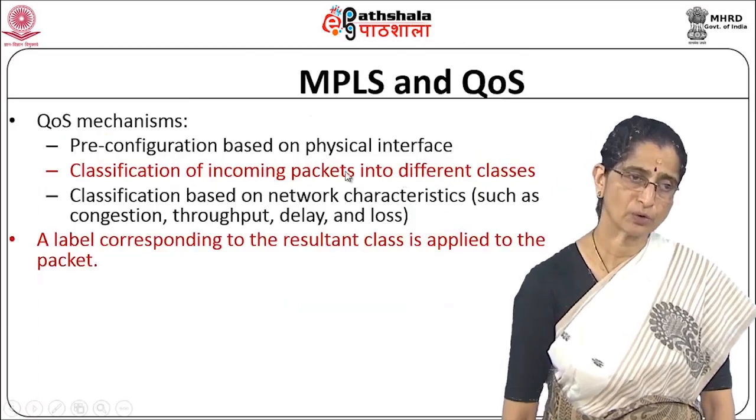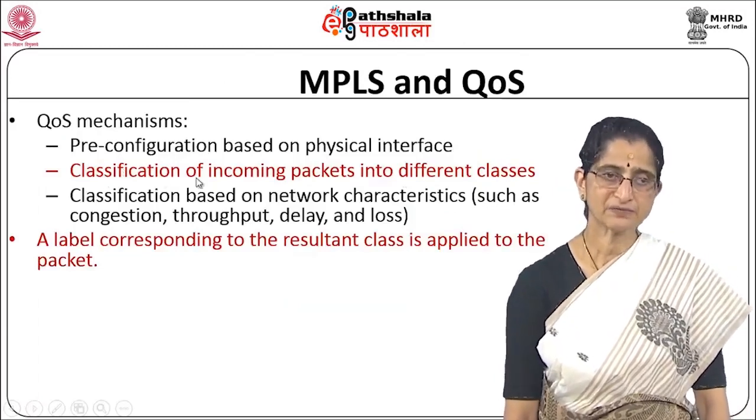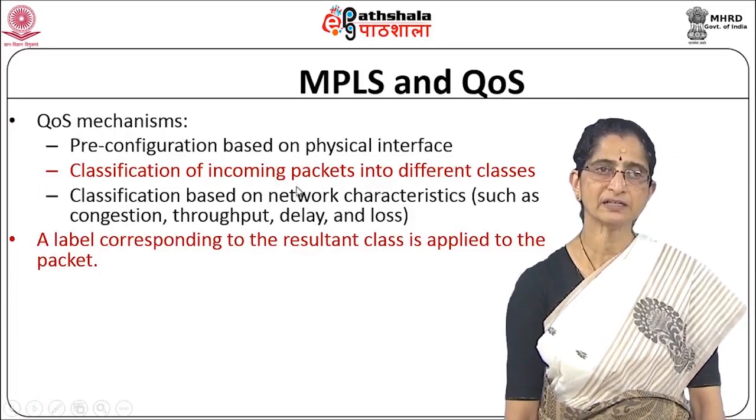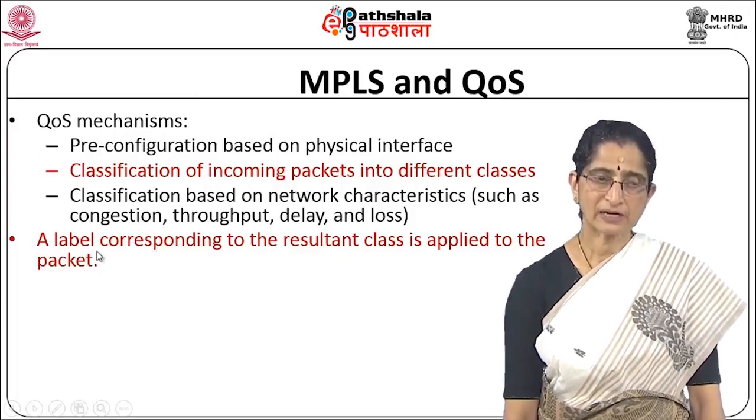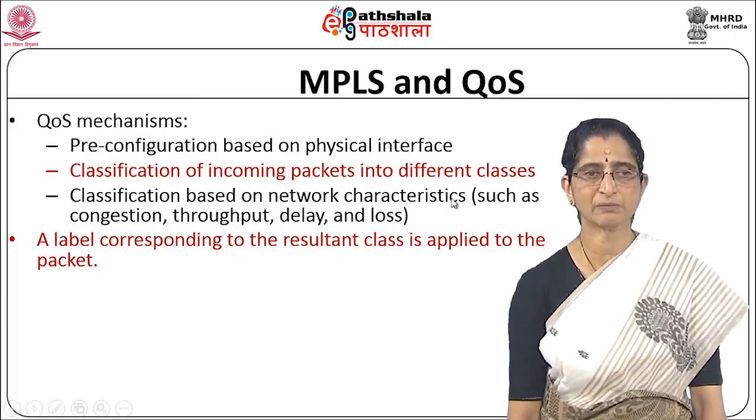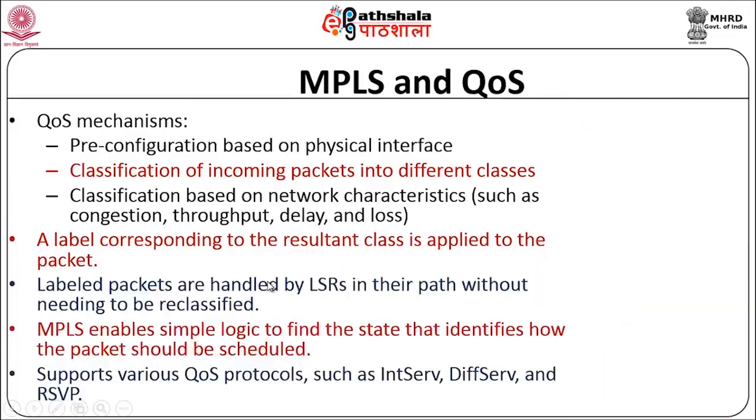And in order to support quality of service, a number of things can be done. You can classify the incoming packets into different classes, okay, and this can be done at the ingress routers. So you can assign a label which corresponds to the resultant class. Classification can be made on various characteristics. You could use congestion, throughput, delay, loss, whatever, right. And the labeled packets are handled by LSRs in their path without needing to be reclassified.